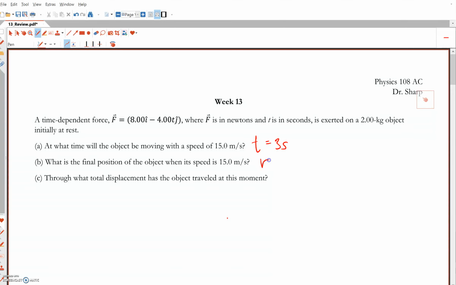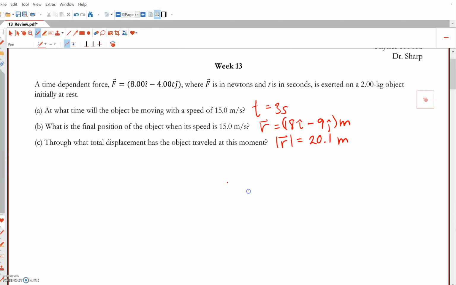The final position of the object when its speed is 15 meters per second is 18 in the x direction minus 9 in the j direction, and that's all in meters. And lastly, through what total displacement has the object traveled at this moment? That's basically finding the magnitude of this position vector, and that was 20.1 meters.